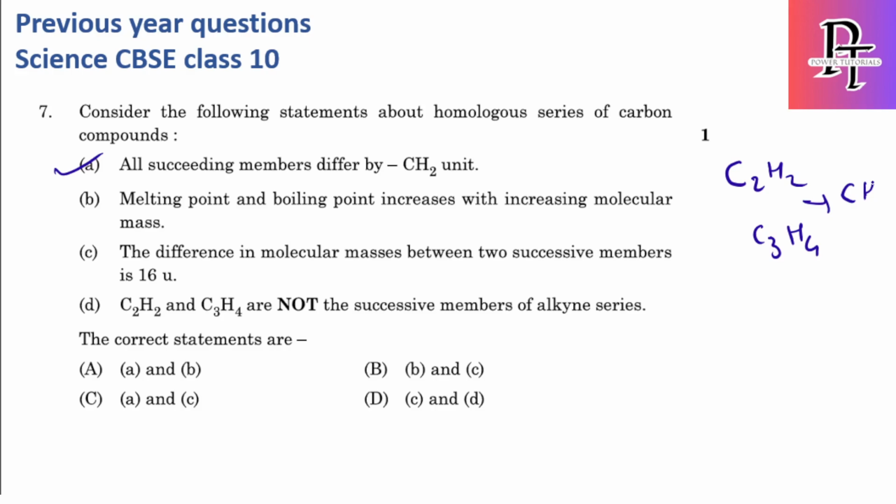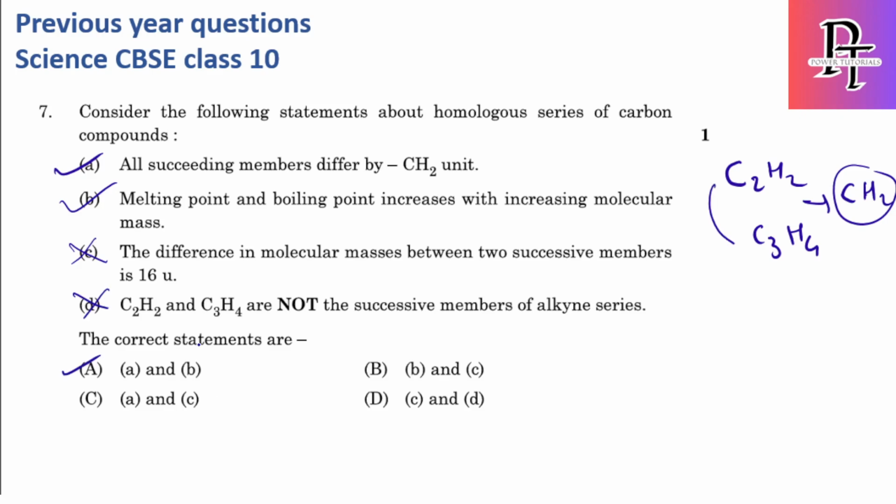Melting point and boiling point increases with increase in molecular mass. This is also correct. The difference in molecular masses between two consecutive members is 16. Wrong, because carbon mass is 12 and hydrogen is 2, so 12 plus 2 is 14, but it is mentioned 16. So that's what is wrong. Next, C2H2 and C2H4 are not the successive members of alkynes. This is wrong because these are the successive members of alkynes. So the only options are A and B.